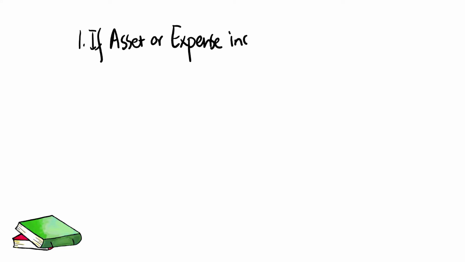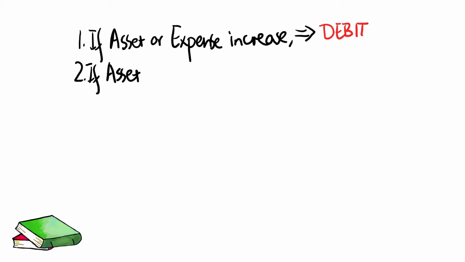So let's take a look at the double entry rules for accounting. There are 4 major rules that we need to know. The first one is if an asset or expense increases, we debit it. So that equals a debit. If an asset or expense decreases, we credit it.